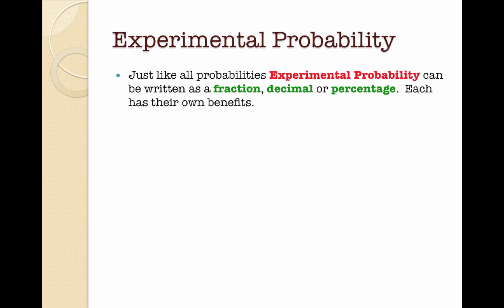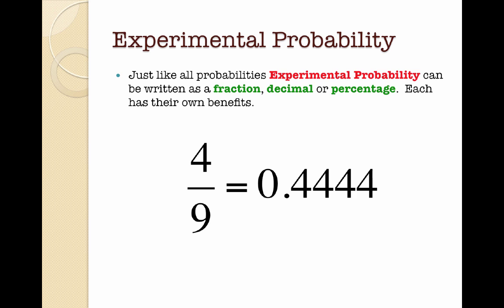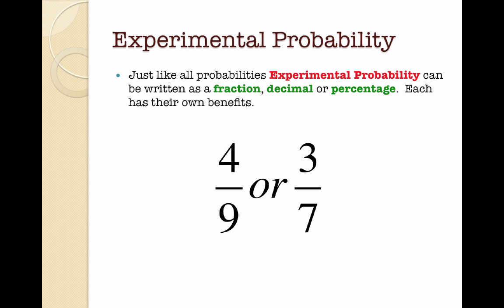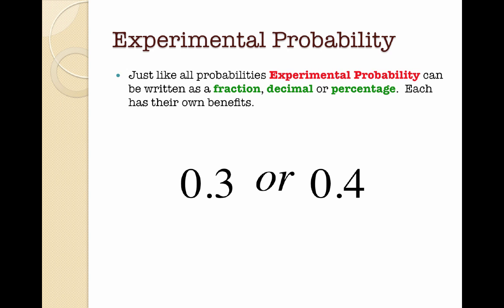Just like all probabilities, experimental probability can be written as a fraction, decimal, or percentage. Each has their own benefits. For example, if something happens 4 out of 9 times, you can see that the probability is going to be 4/9. This may not be so apparent if you wanted to try and write it as a decimal. However, if I'm comparing two different probabilities, it might be easier to write them as decimals rather than fractions. Here it's easier to see that 0.4 happens more than 0.3.